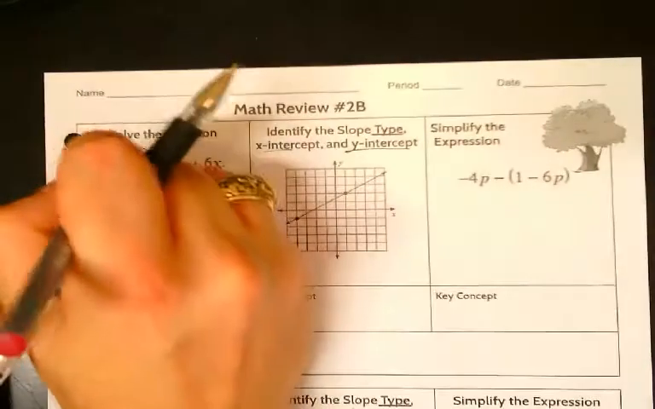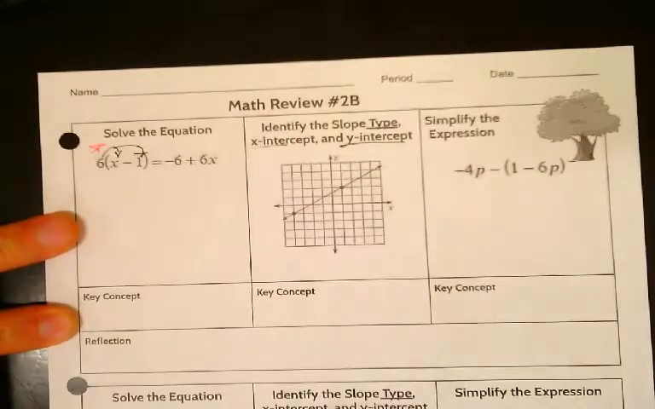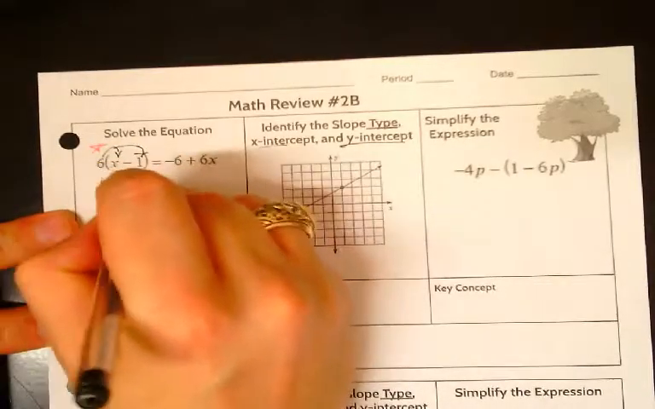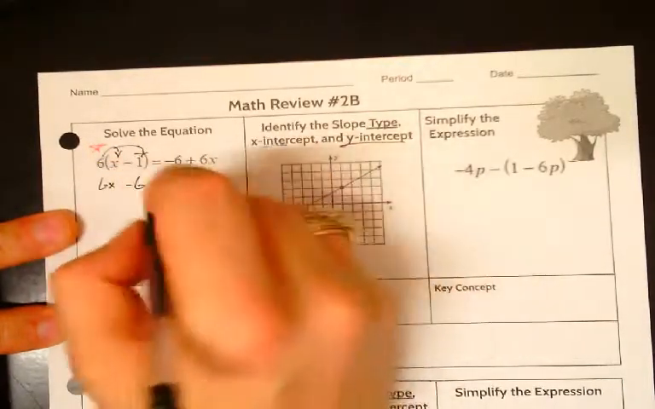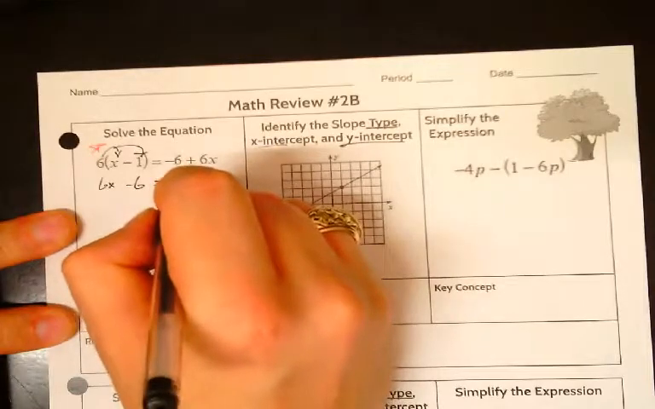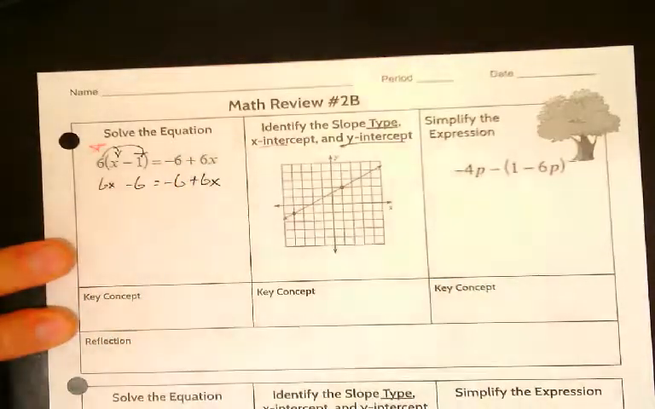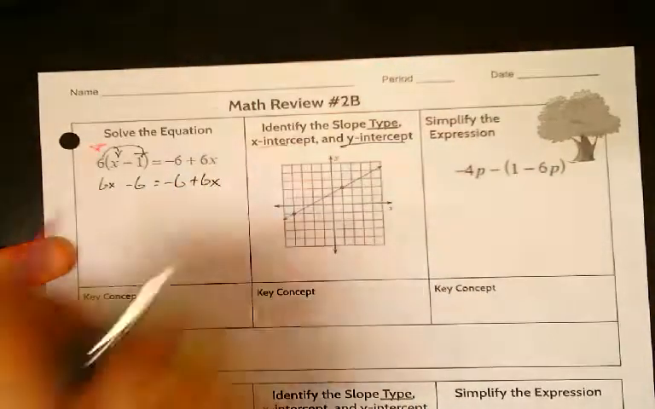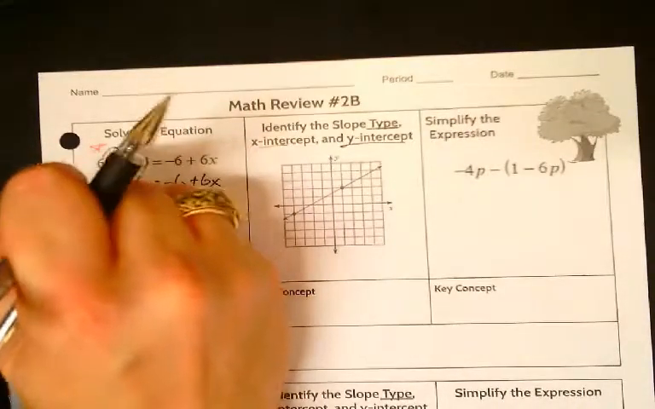If you drew those arrows there, give yourself credit. When you distribute, you get 6x minus 6 equals, bring the rest down, negative 6 plus 6x. That should be everybody's next line. So give yourself credit if you got that.